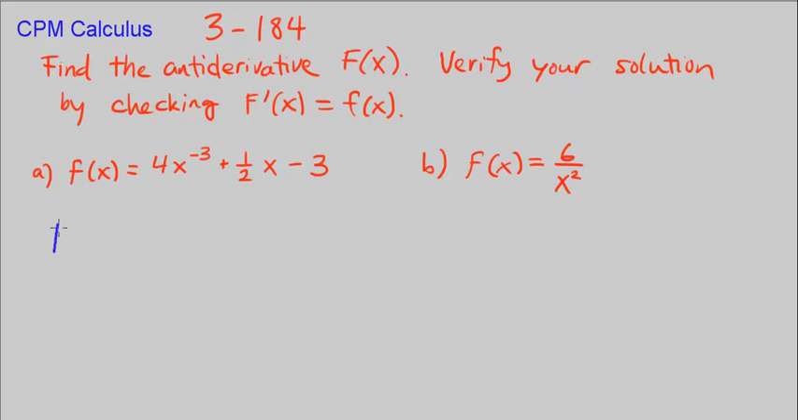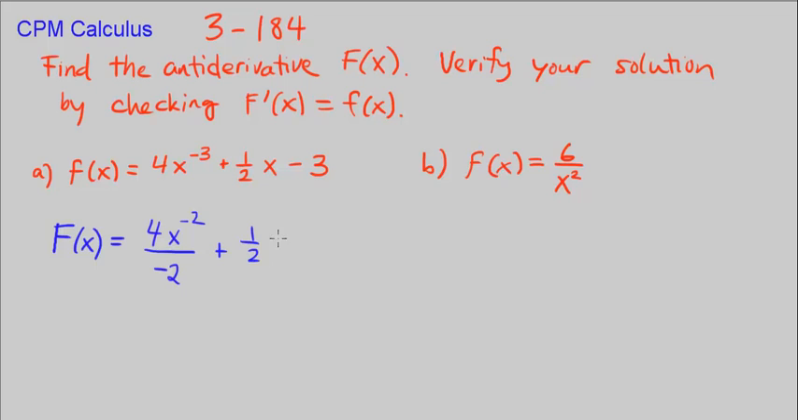Okay, so to find big F of x, we want to do the antiderivative of f of x. So we want to do the opposite of finding the derivative. So we know to find the derivative, we would normally multiply by the power and subtract 1. Now we're going to add 1 to the power, so negative 3 plus 1 is negative 2, and divide by the power, divide by negative 2.